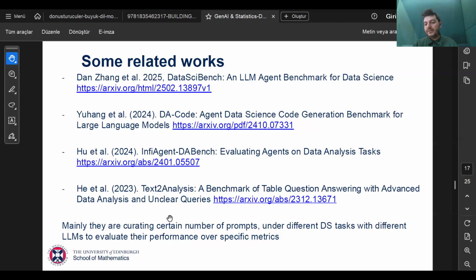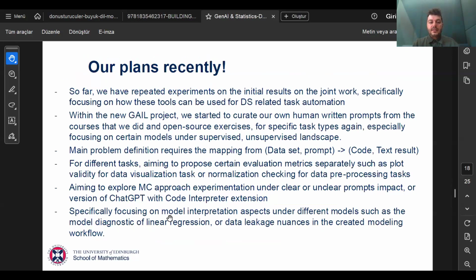In addition, we are aiming to test whether a clear or unclear prompt has an effect when we ask the same thing repeatedly, by mimicking the Monte Carlo idea a little bit and collecting all those results together to give a general, high-level overview of their performances on specific data science tasks. These are the recent plans so far.